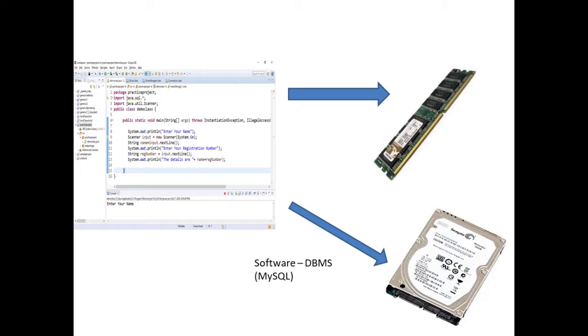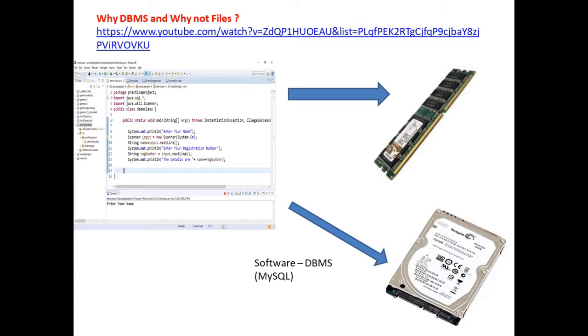You can ask me a question: why should we use a database management system to store the data? Why can't we use files? In what way is a database management system software better than a file? As I told you, this is a separate subject on its own, and I have created a lot of lectures on that. For this, you have to refer to the very first lecture, Why DBMS and why not files. Here I have compared what the advantages of using a DBMS over files are.